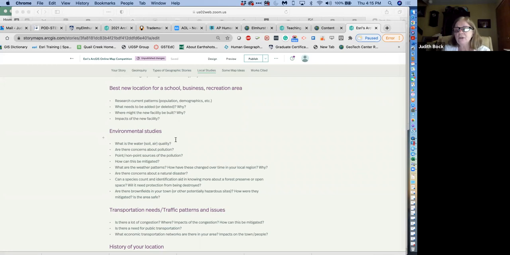And so, look at the demographics of your particular area, and there's census data out there that you can use. And then what is it that needs to be added? And I also put deleted, because we also get to that situation, and this also happened in Gray's Lake.